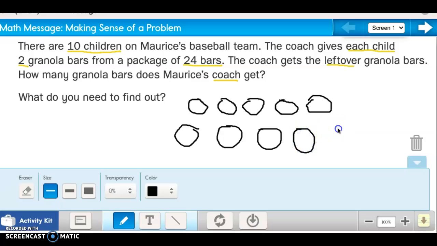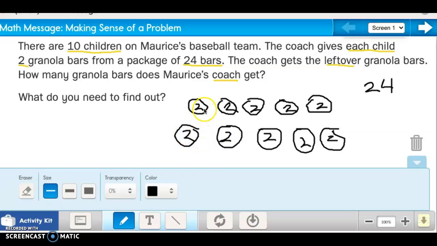So I am making 10 children. Here they are. And over here we have 24 granola bars. We know that there are 24, right? 24 granola bars is how many we're starting with. Now each child is going to get 2. So I'm just going to put the 2, 2, 2, 2. You get 2 and you get 2 and you get 2 and this person gets 2, this kid gets 2, this person gets 2. 2 and 2.